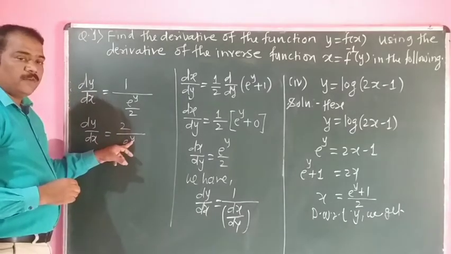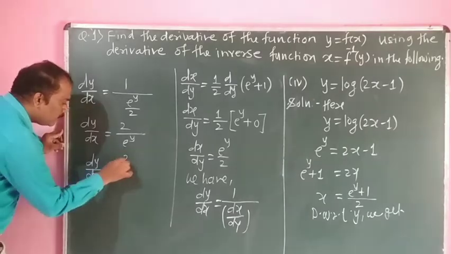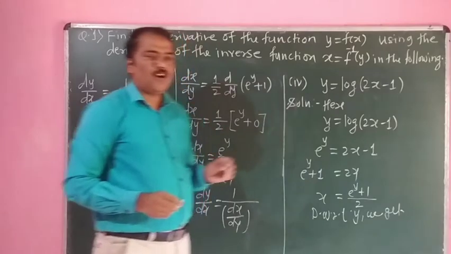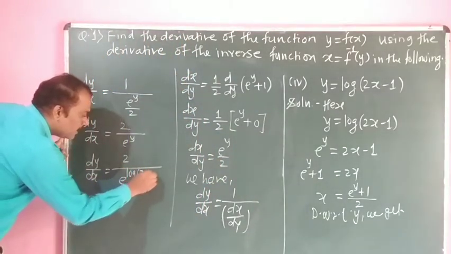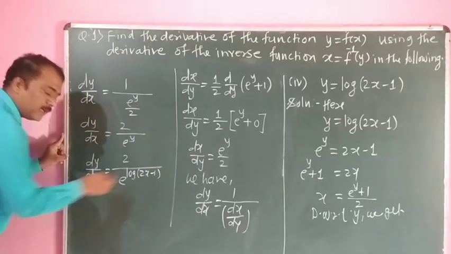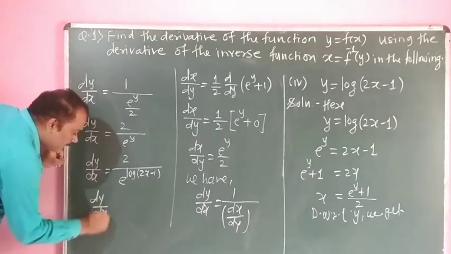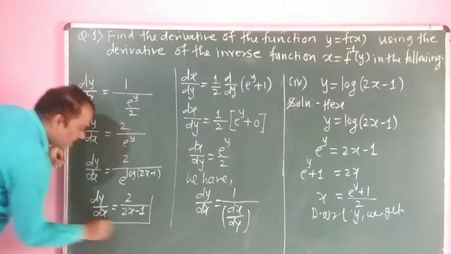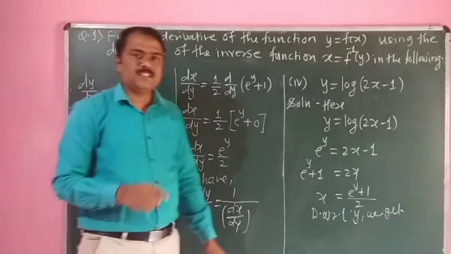Now we have to substitute the value of y, so dy by dx is equal to 2 divided by e raised to, what is the value of y? y is nothing but log of 2x minus 1. Here the base is e, so e raised to log to the base e, by using that property, we get dy by dx is equal to 2 divided by 2x minus 1, which is the required answer. We have to discuss the next example.